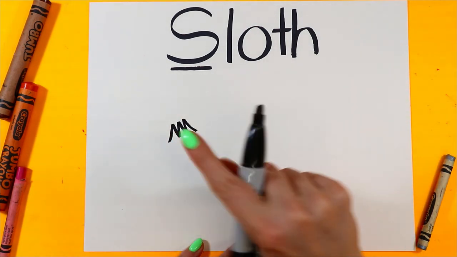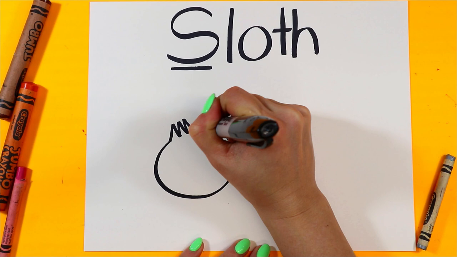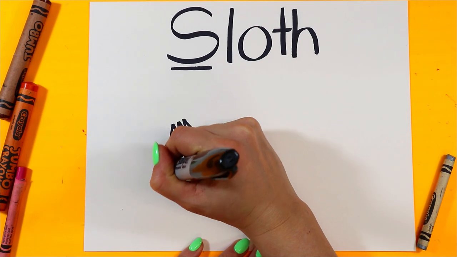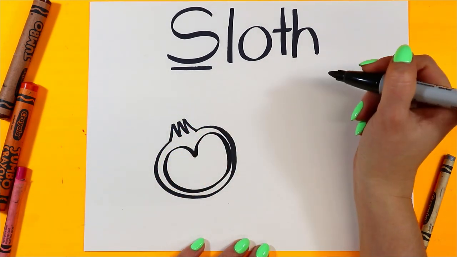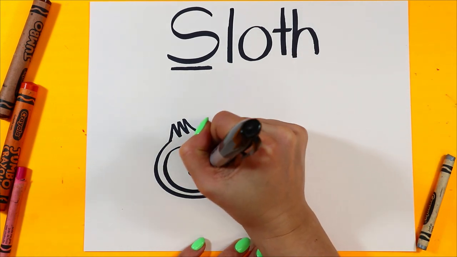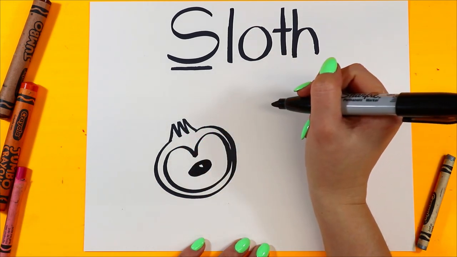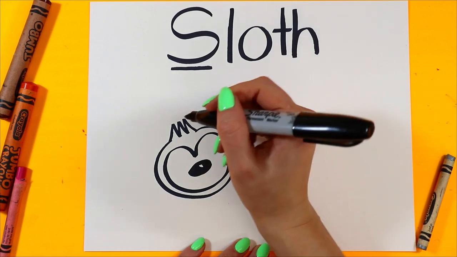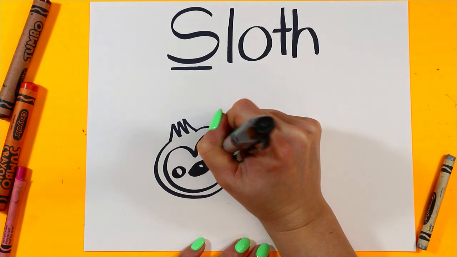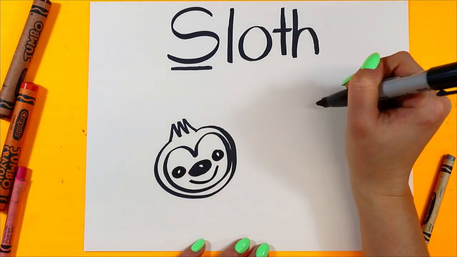Let's draw zigzags for the fur on the head, and a circle to complete sloth's head. Going to draw the face on the inside, and a nose. Let's draw some circles on either side for eyes. And a little smile.